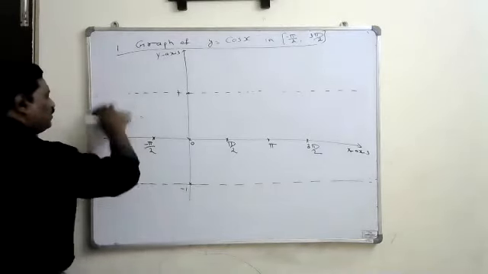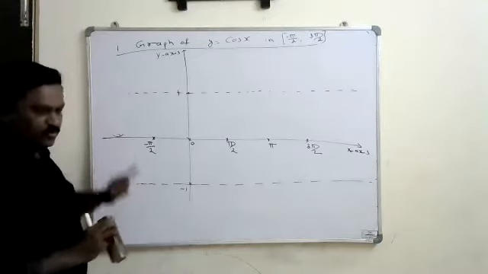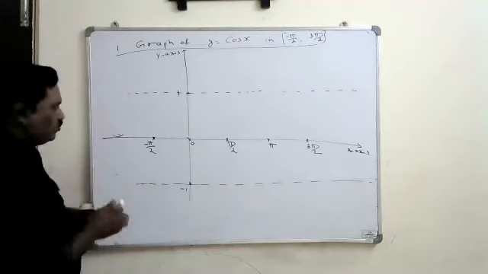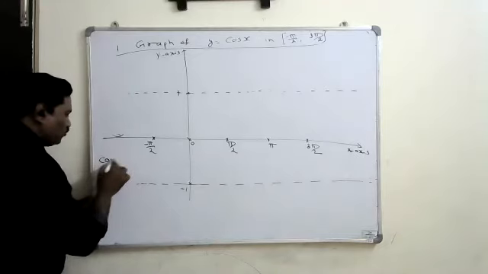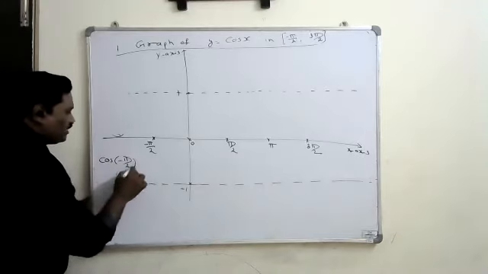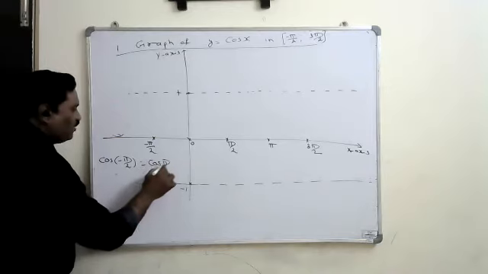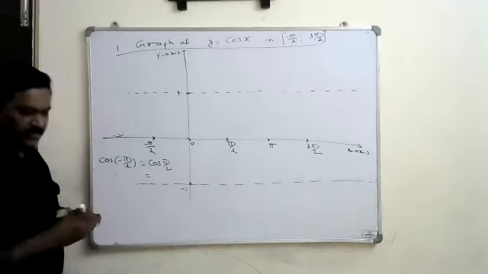Now take x equal to minus pi by 2. Cos of minus pi by 2 is equal to cos pi by 2. What is the value of cos pi by 2? Cos 90?